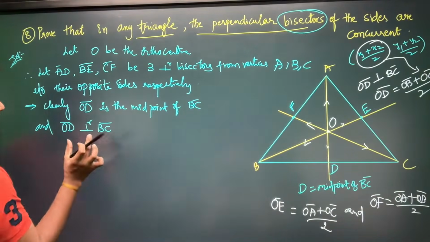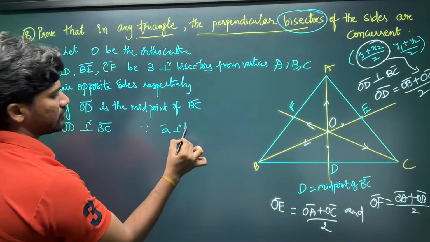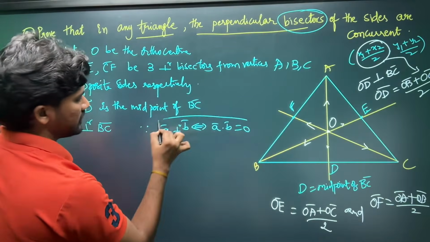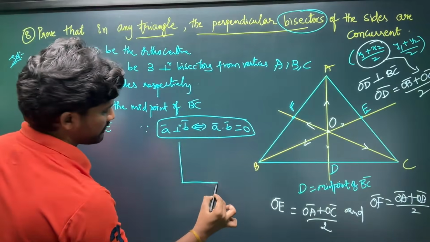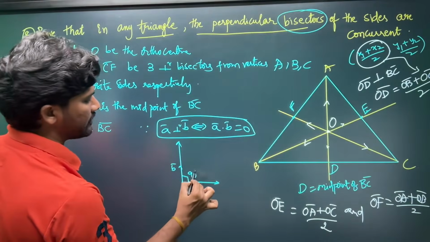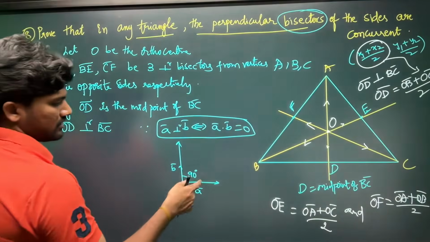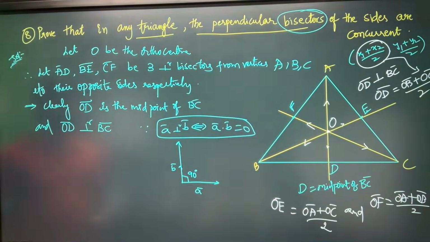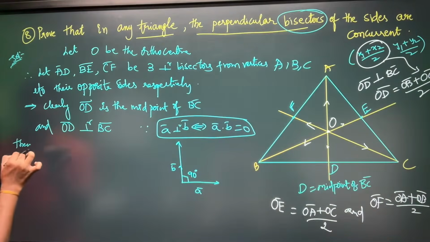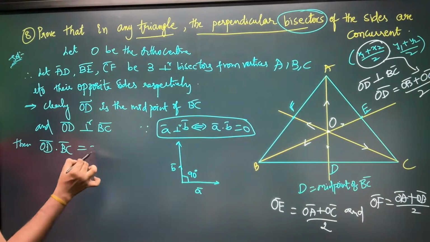Now, whenever two vectors are perpendicular, you know very well, A bar is perpendicular to B bar if and only if their dot product is equal to 0. This is the formula you know. Whenever the angle between them is 90 degrees, that is what perpendicular means. So we take that the dot product of these two vectors must be 0. Therefore, OD bar is perpendicular to BC bar means, according to the definition, take their dot product: OD bar dot BC bar equal to 0.